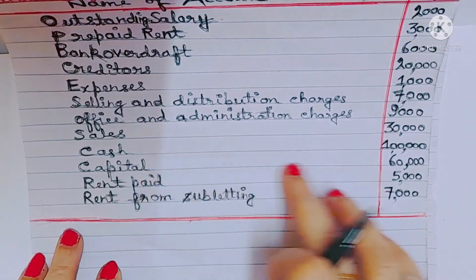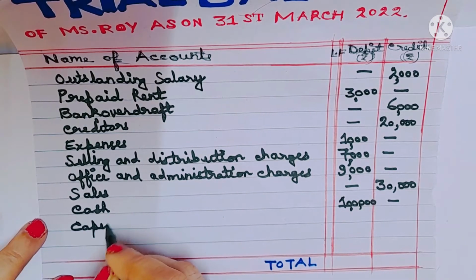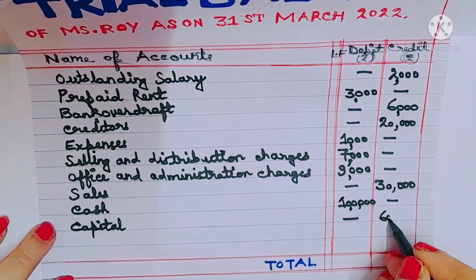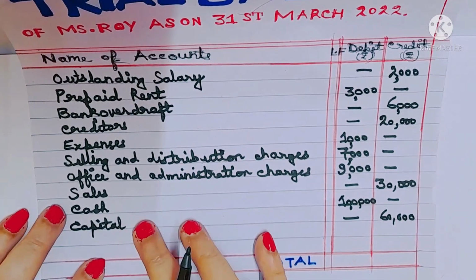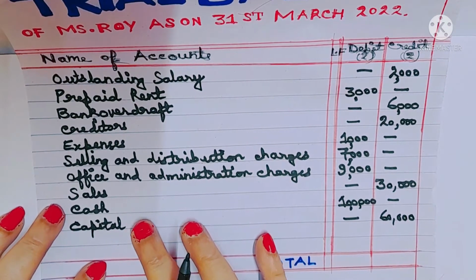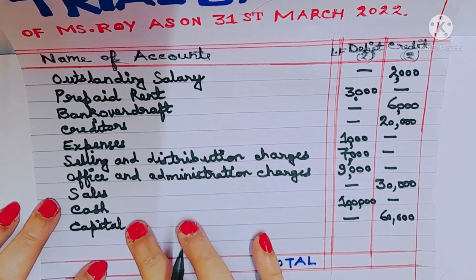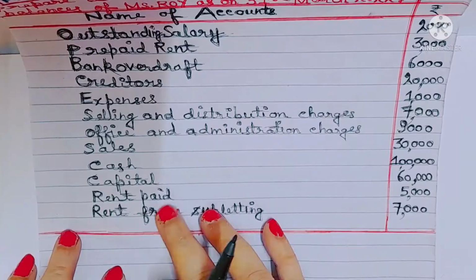Capital account, 60,000. Let's write capital account. Capital is a credit balance. Why? Because capital falls under personal account. According to personal account, the giver of the benefit is credit. Here, the proprietor is the giver of capital. So, capital account will be credited. Understood? Let's see the next account.